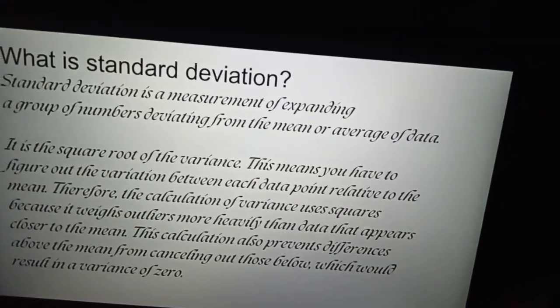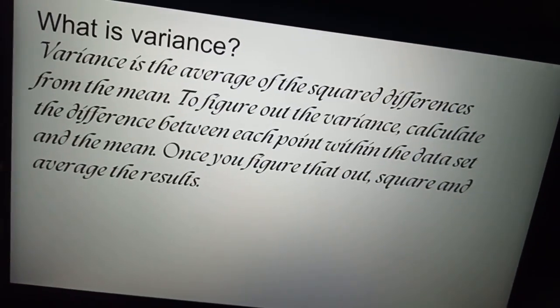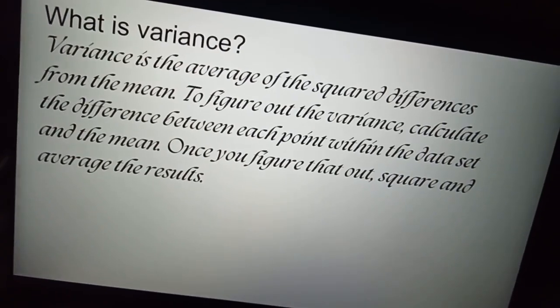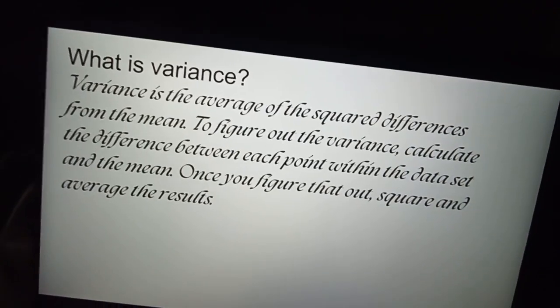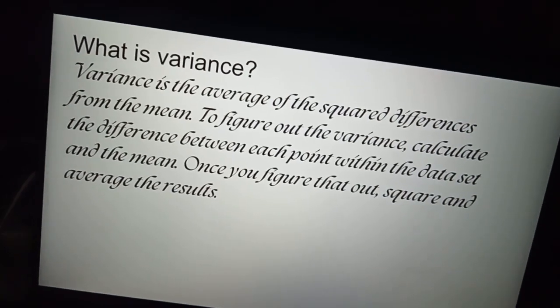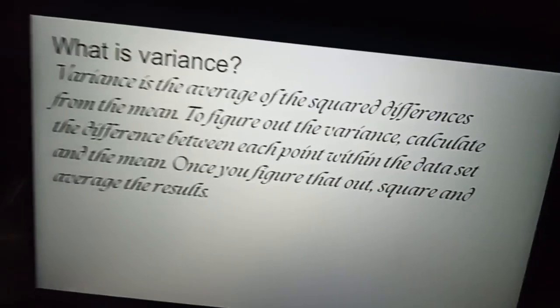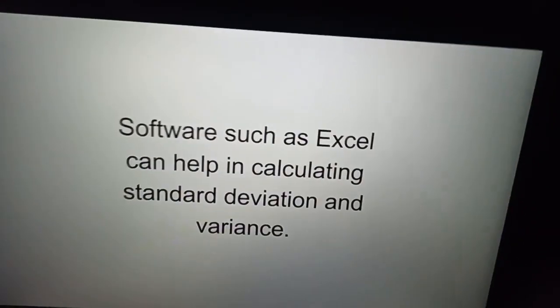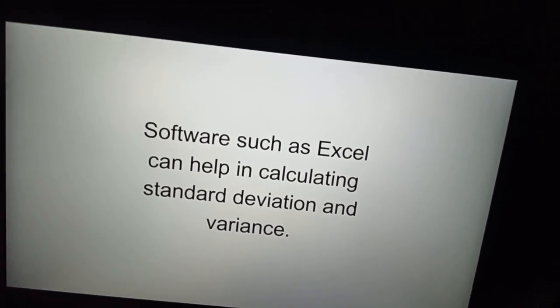Now let us talk about the variance. So the variance is the average of the squared differences from the mean. To figure it out, calculate the difference between each point within the data set and the mean. Once you figure that out, square and average the results. Software such as Excel can help in calculating standard deviation and variance. Let us see how this is done.